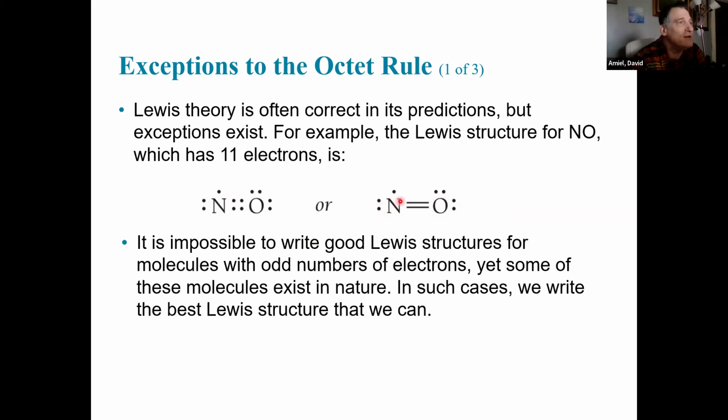We notice here that nitrogen has a single electron, called a dot, and we do not have everything as an octet. 2, 4, 6, 8. Oxygen has an octet, but nitrogen only has 2, 4, 6, 7. Cannot make an octet with NO. A failure of the theory. So be aware of that if you're writing Lewis structures, that the theory does not always work.